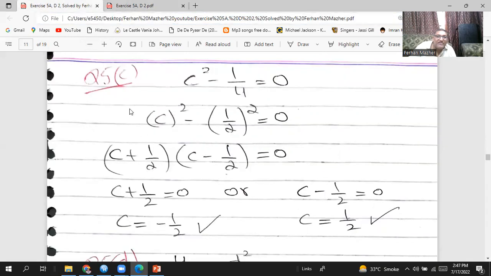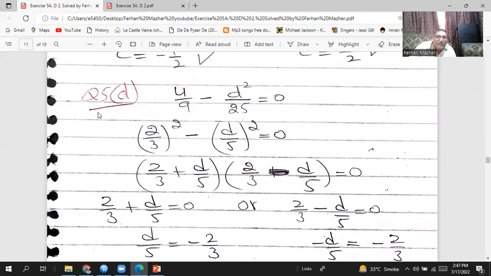Now the question number 7, it's D part. It says 4 by 9 minus d square by 25 equals 0. 4 by 9 is 2 by 3 whole square, and d square by 25 is basically d by 5 whole square. So these are two perfect squares. So you can apply the formula a square minus b square is equal to (a plus b) into (a minus b). So I can write 2 by 3 plus d by 5 in one bracket, and in the other bracket I will write 2 by 3 minus d by 5, bracket close, equals to 0.